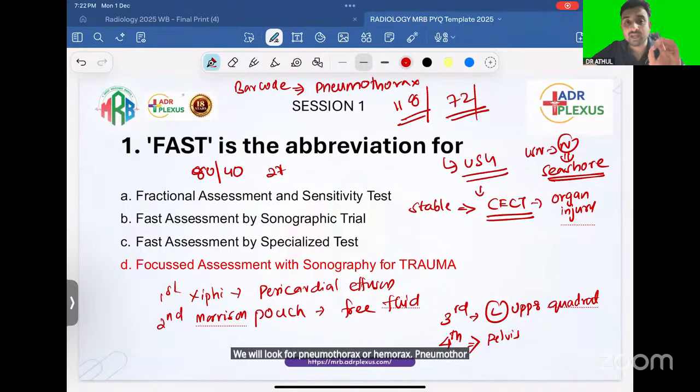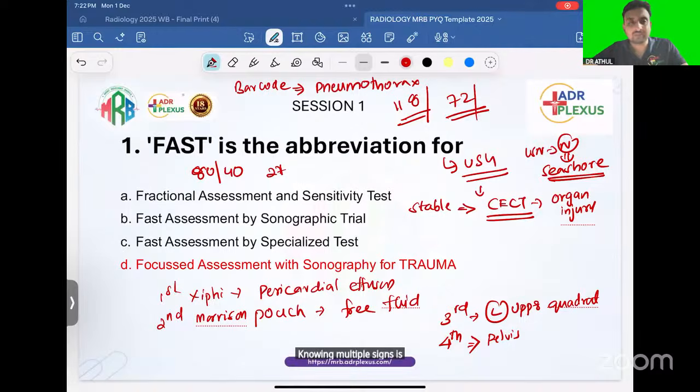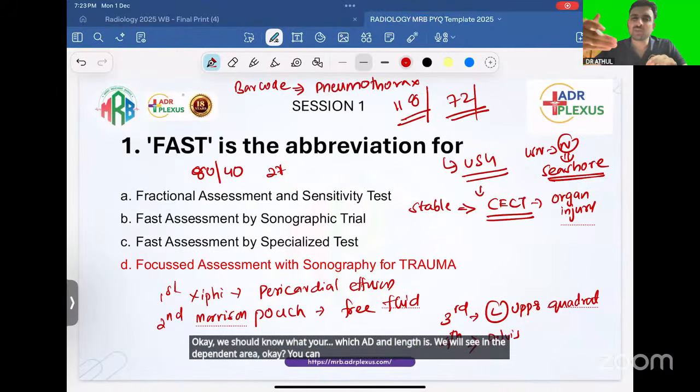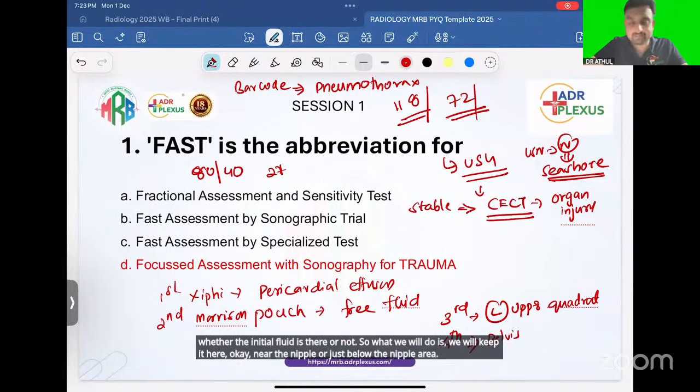Pneumothorax will be seen as the barcode sign, also called the stratosphere sign. See, knowing multiple signs is not very important. You should know what you are trying to do. We will see in the dependent area. Usually we have to find out whether there is fluid or not, so we will keep it near the nipple or just below the nipple area.